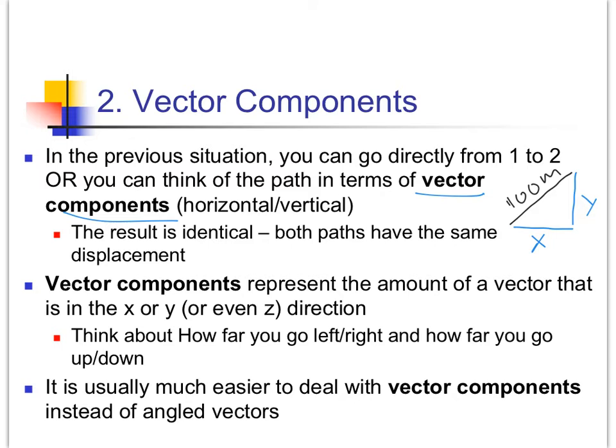Okay, so maybe let's say this is a 45-degree angle. That would mean that when we walk 100 meters at that angle, we travel 70.7 meters east, where we end up 70.7 meters east of where we were, and we end up 70.7 meters north of where we were. These guys here would be the vector components.